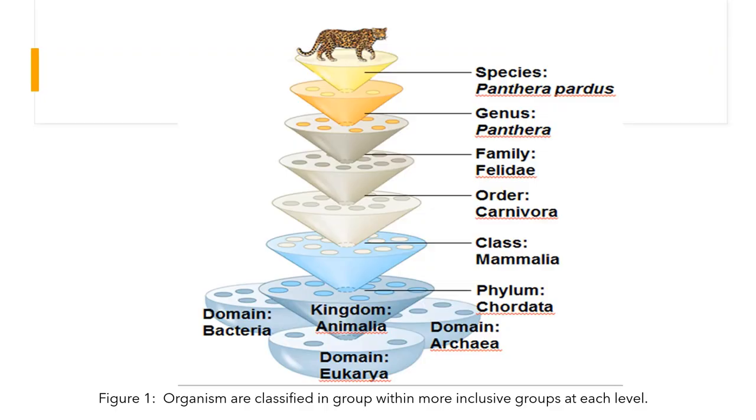As for example here, we have Panthera pardus. As you can see here from the bottom, Panthera pardus belong to the domain of Eukarya and belong to the kingdom of Animalia, phylum Chordata, class Mammalia, order Carnivora, family Felidae, genus Panthera, and species name is Panthera pardus.